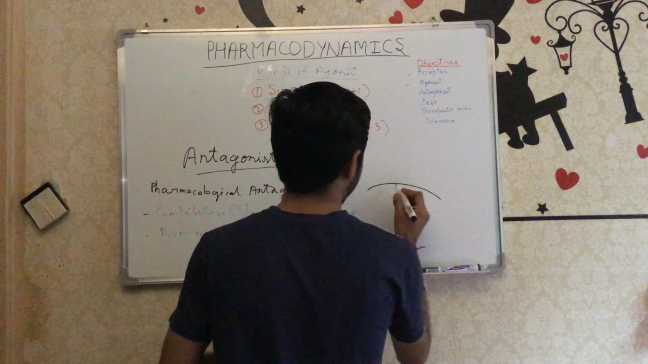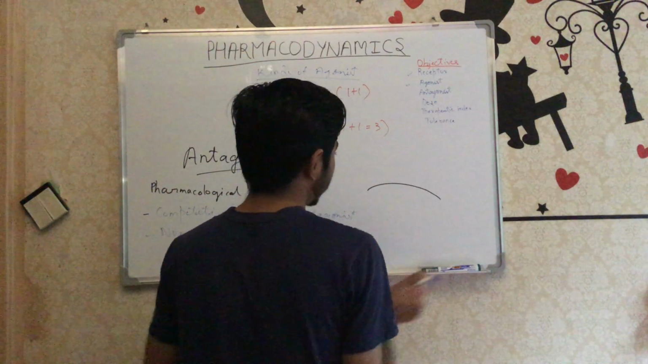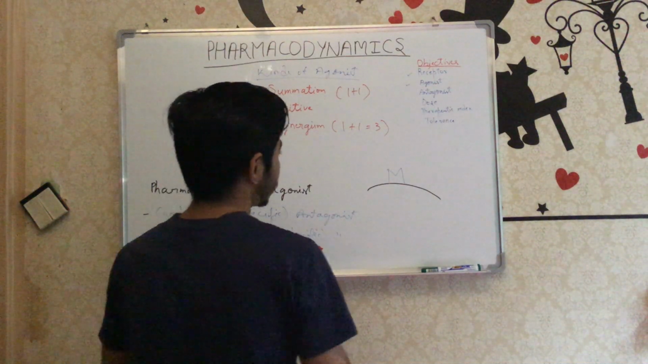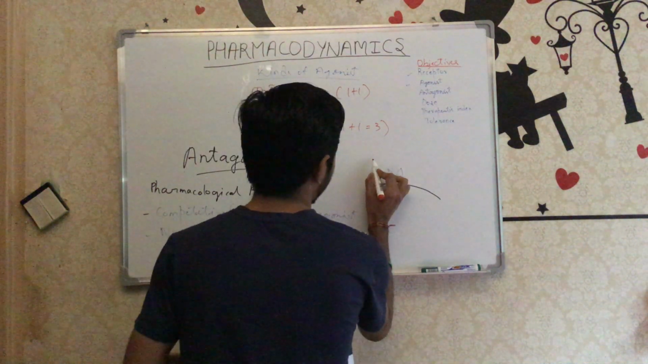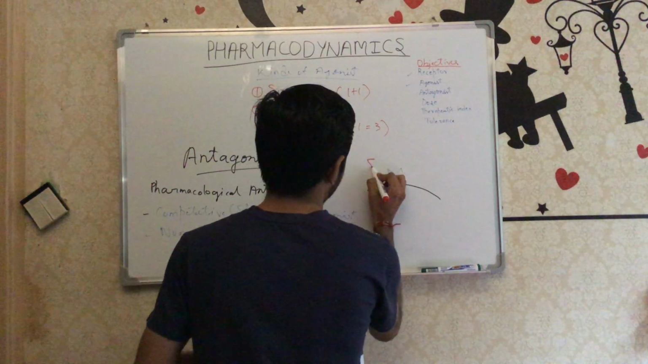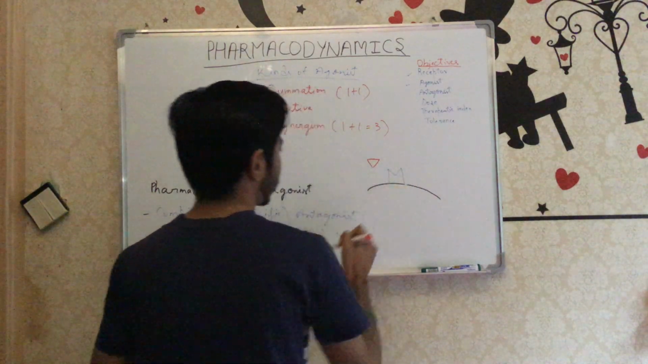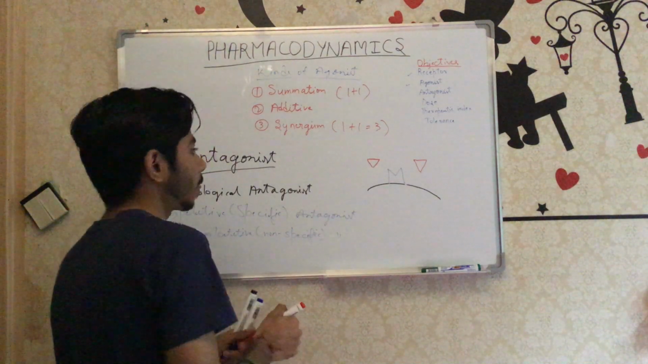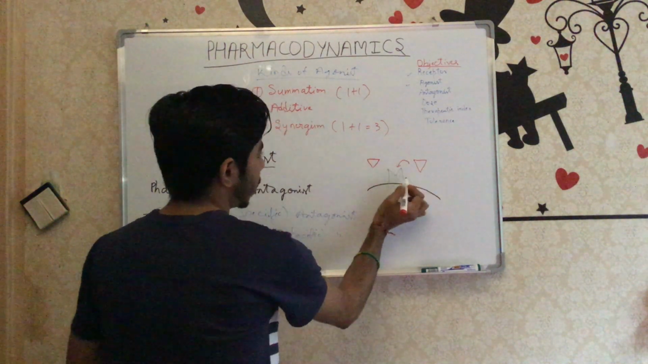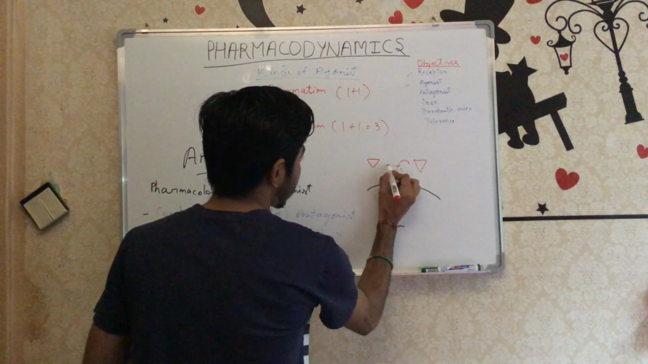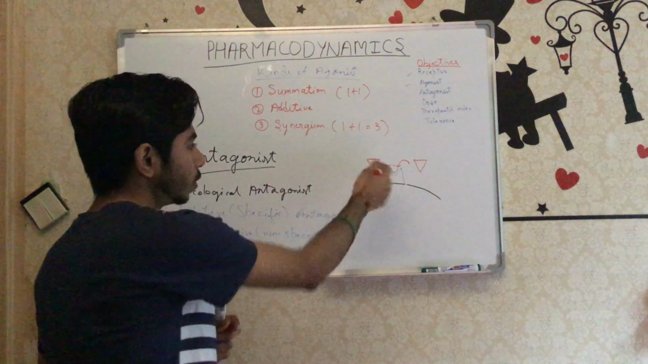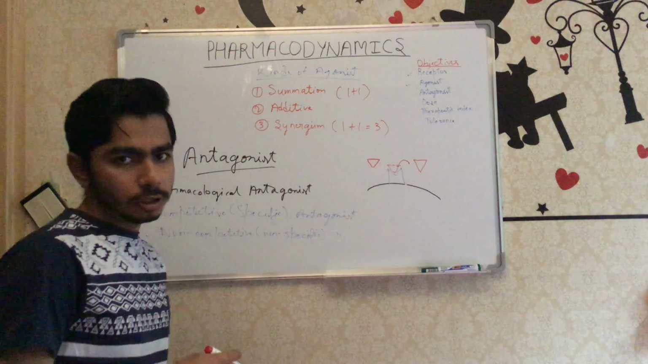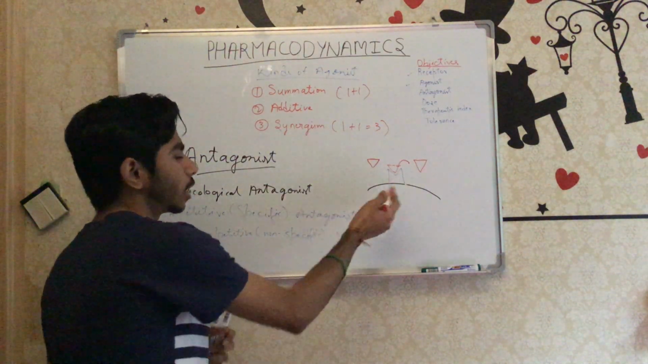again, here we have the cell membrane, and here we have the receptor site. Okay. So here, for example, we have agonist, and here we have antagonist. So this antagonist will bind to the receptor site and won't allow the agonist to bind to the receptor. However, in this situation, if we increase the concentration of agonist, it would help.